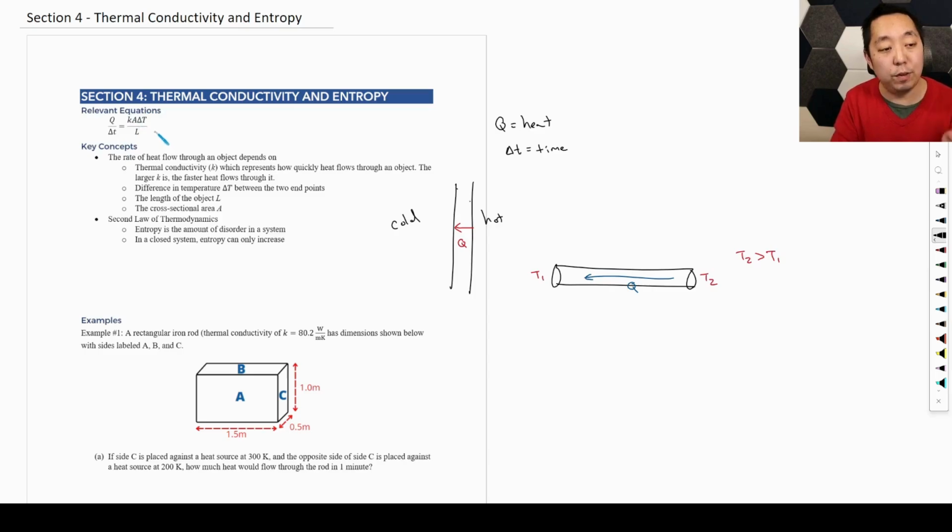And it's based off of four factors here. K, which is the thermal conductivity. This is a constant. The higher the thermal conductivity, the faster heat flows through it. It's based on the physical characteristics of the object. So metal has a different thermal conductivity than, say, wood, than, say, air, things like that. A is the cross-sectional area. Delta big T is the difference in the temperature between the endpoints, and L is the length.